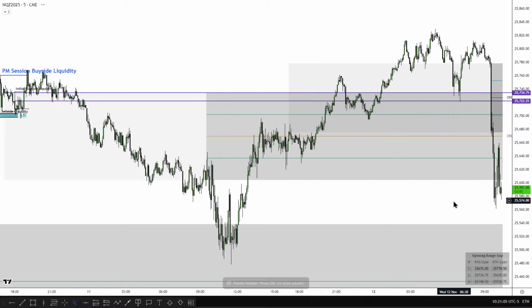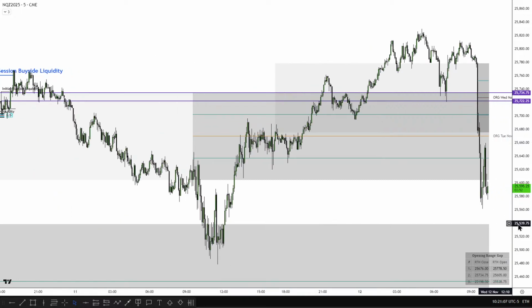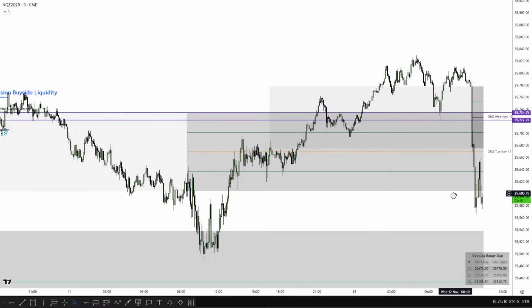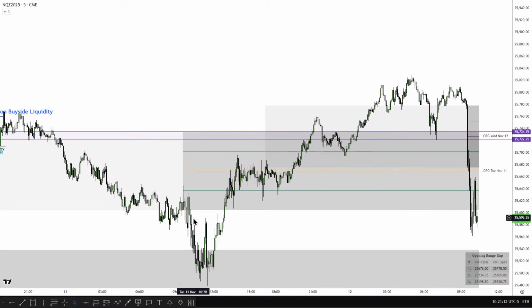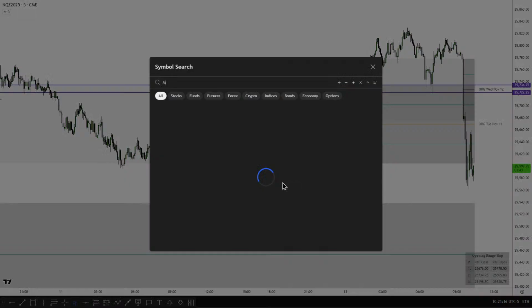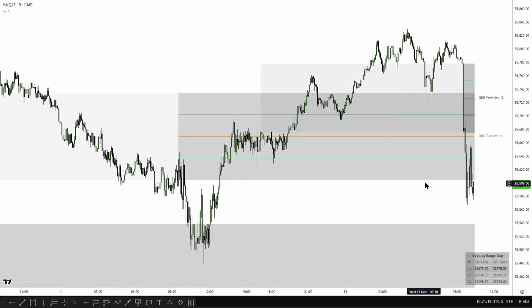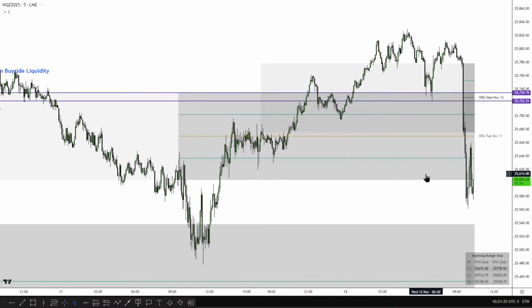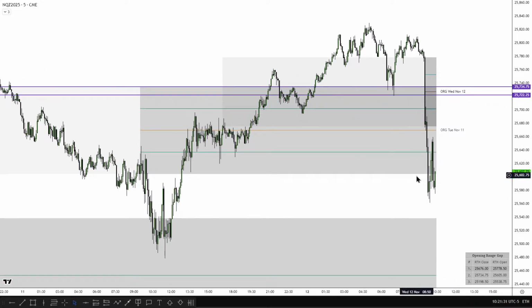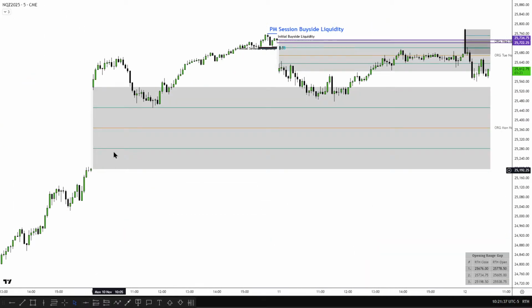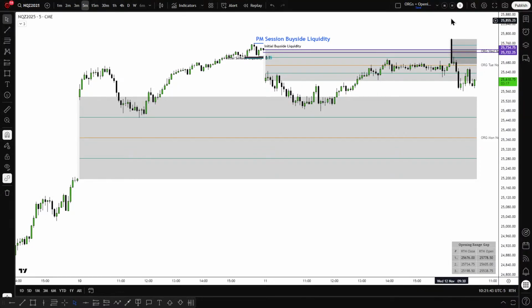$588 is November the 11th opening range low. Maybe you're on about the micro. On the mini, it's not like that. There's no opening range low at 588. I don't know. I think you got your numbers a little bit mixed up.